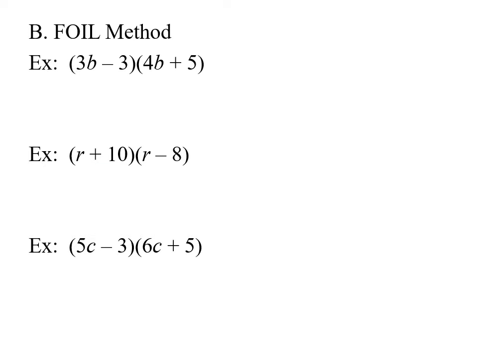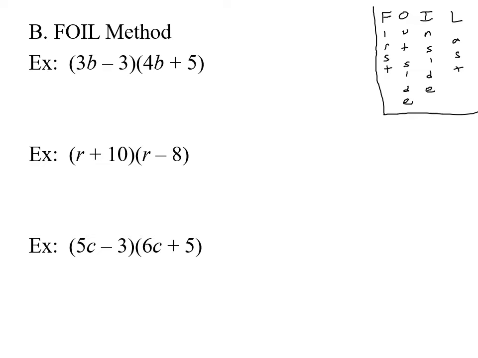One of the other methods that pops up a lot is foiling. If you know what FOIL is, that's great. If not, I'll give you kind of a short rundown. FOIL is an acronym. The F is for first. The O is for outside. The I is for the inside. And then the L is for the last terms. So that's what FOIL means.